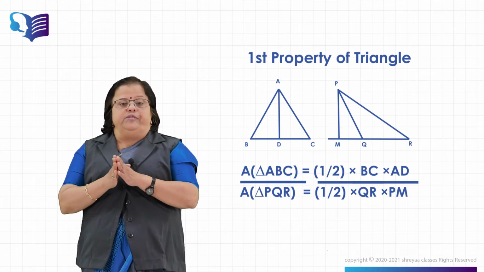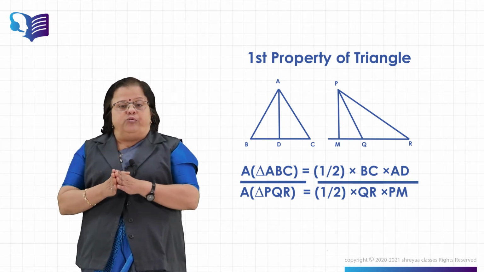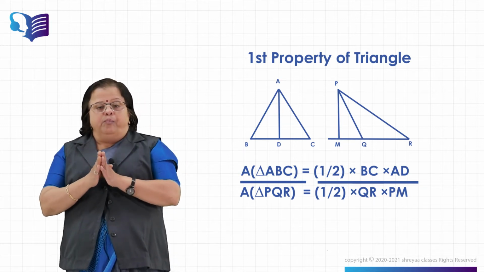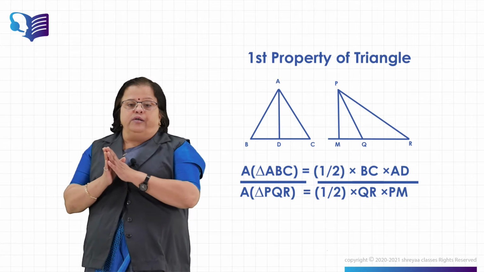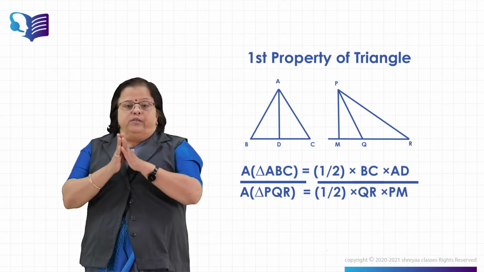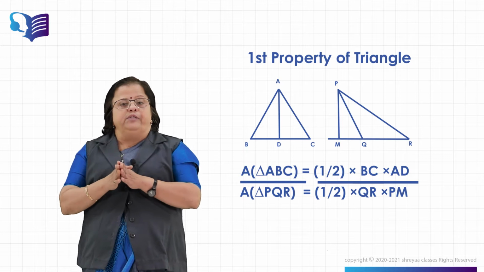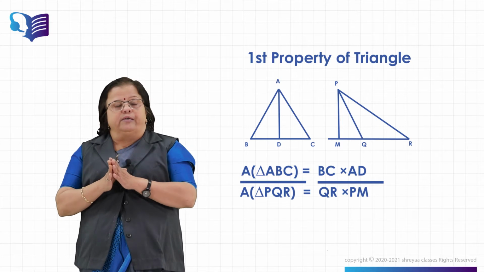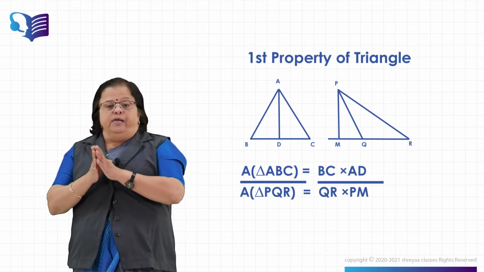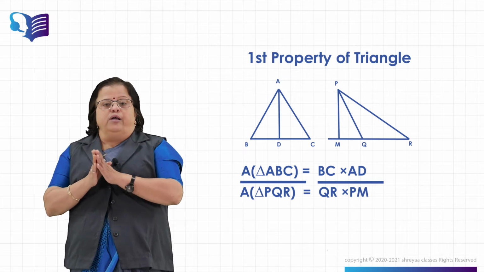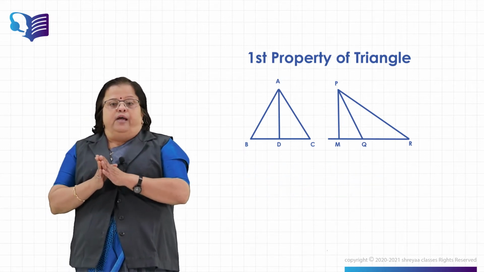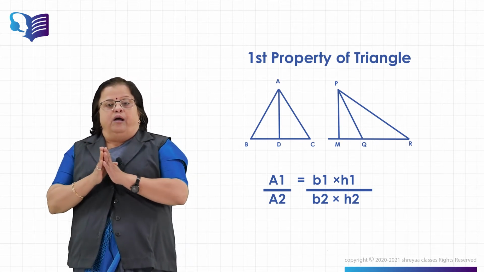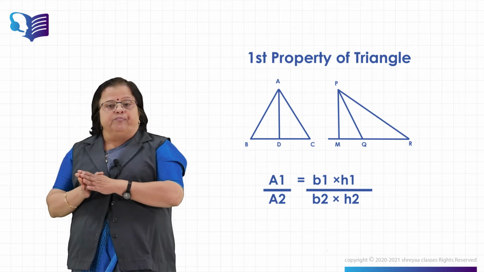So, area of triangle ABC upon area of triangle PQR is equal to half into BC into AD upon half into QR into PM. Here 1/2 and 1/2 from the numerator and denominator get cancelled. Therefore, area of triangle ABC upon area of triangle PQR is equal to BC into AD upon QR into PM. That is, A1 upon A2 is equal to B1 into H1 upon B2 into H2.